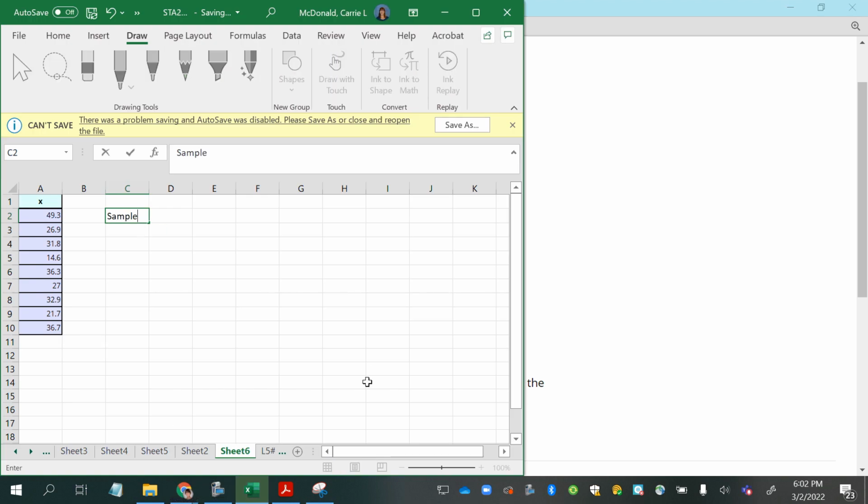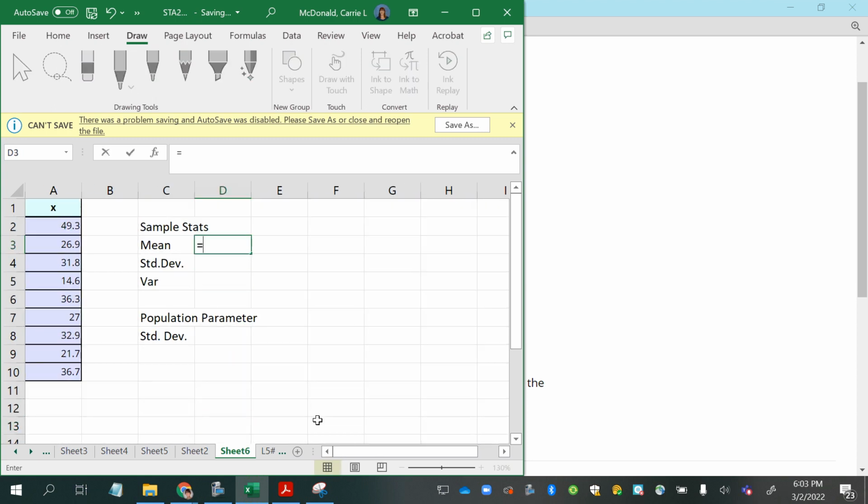So sample statistics, we want the mean, the standard deviation, and the variance. And then we're also going to want the population parameters, actually just one of them, the standard deviation from the population. All right, so the mean, we use the average function. Let me get in a little closer here for you. And you just double click it and enter.